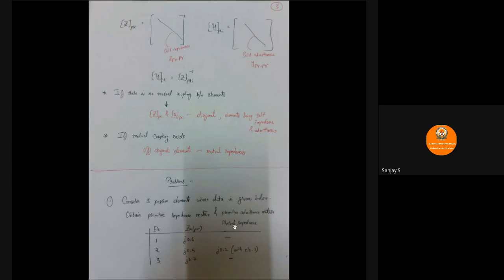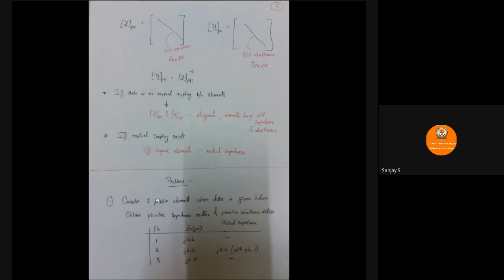Then the third column is mutual impedance data, which does not exist for element number 1. For the second element, it is J.2. In brackets, it is mentioned with element 1. That is, element 2 is mutually coupled with element number 1. And for the third element, there is no mutual coupling. So there is mutual coupling existing between element 2 and element 1. Now here we are supposed to obtain both the primitive impedance matrix and primitive admittance matrix. So we have to write the primitive impedance matrix, and if we take the inverse of the same, we will get the primitive admittance matrix.